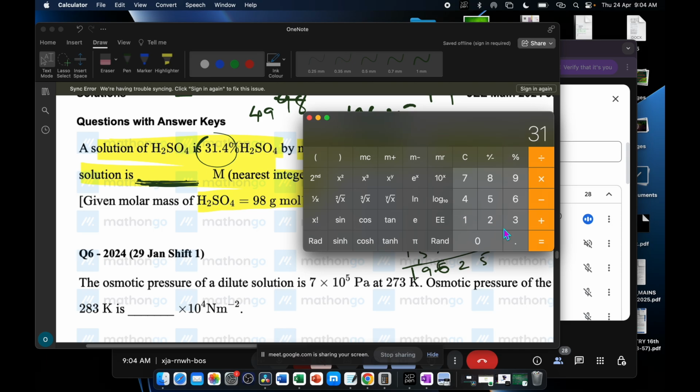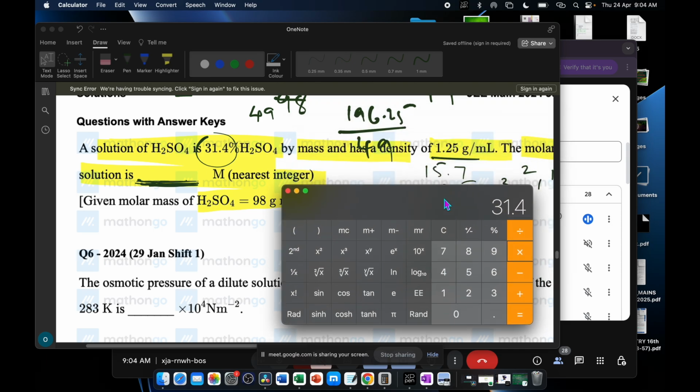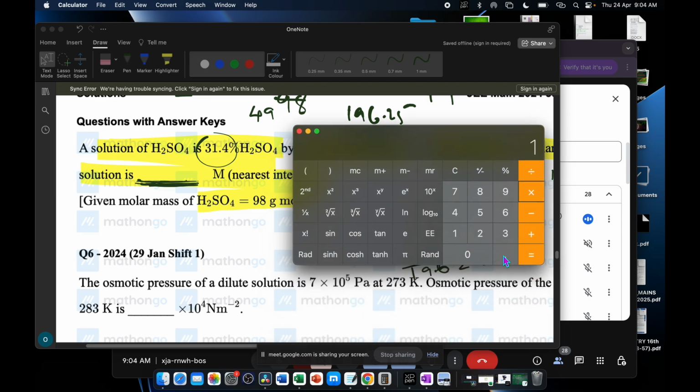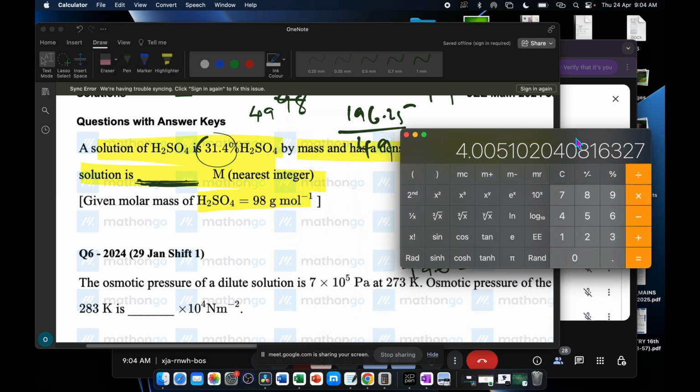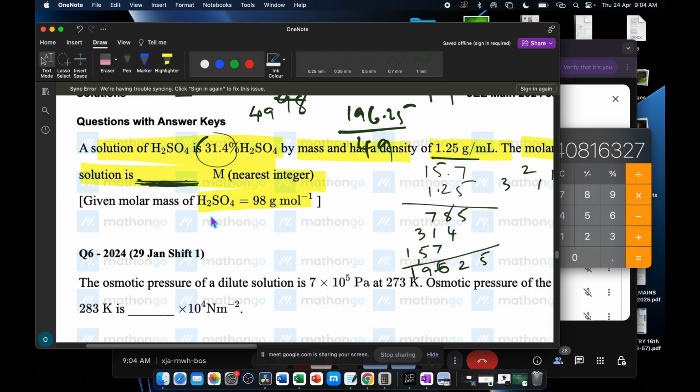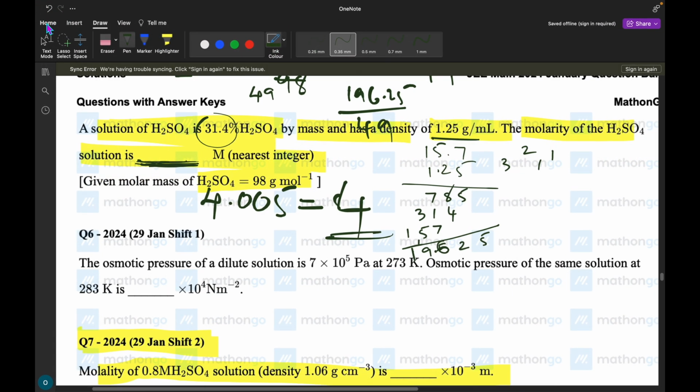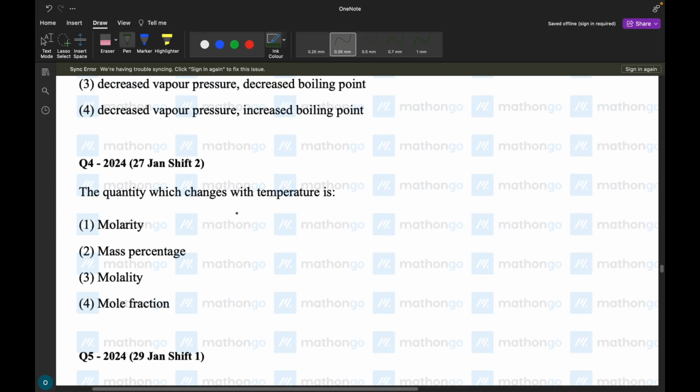So 31.4 multiplied by the density, 1.25, multiplied by 10, equals this much, divided by 98. So you saw what answer came. It is 4.005, and the nearest integer is 4. Okay, we'll take a few more questions.